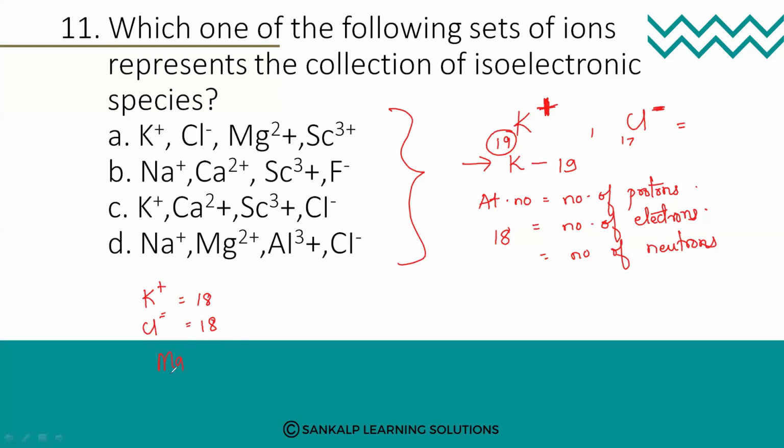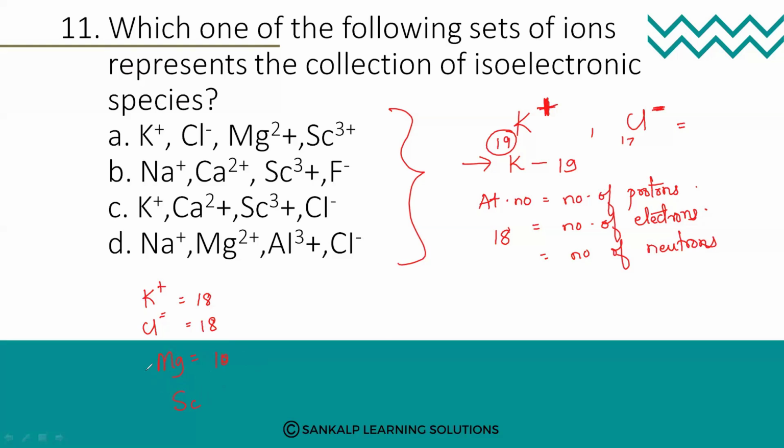Then Mg. What is magnesium? Magnesium is 12. Very good. Plus 2 means 2 electrons are lost. So it will be 10. So Mg 12, 2 electrons are lost, so it is 10. Then scandium.